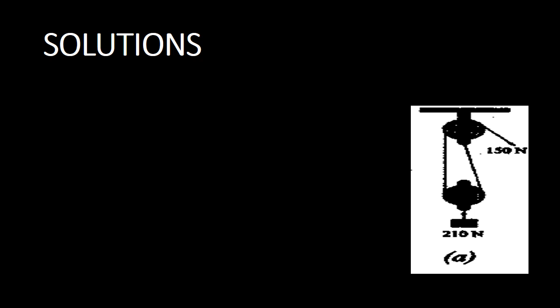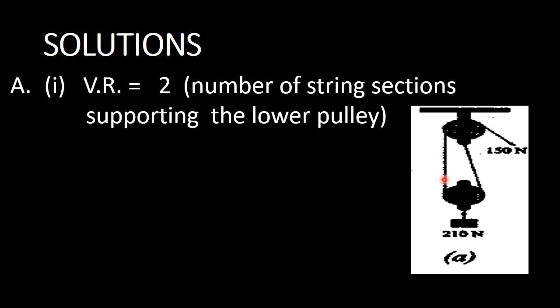All right, so in the first case, we have this pulley here, which has 2 sections supporting the load. It has this section here and this section. So velocity ratio is simply equal to 2. How? You just count 1, 2. Just count the strings. Don't do anything else, unless you have more information to help you use any calculation.